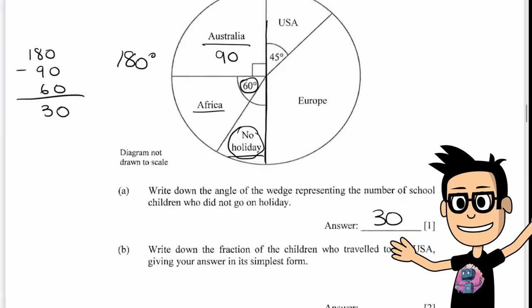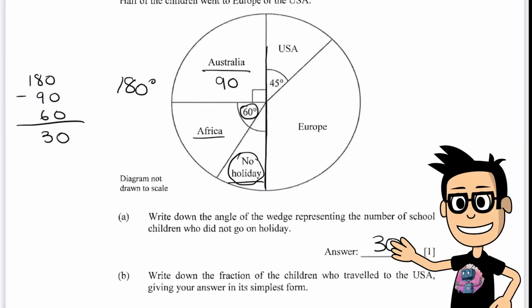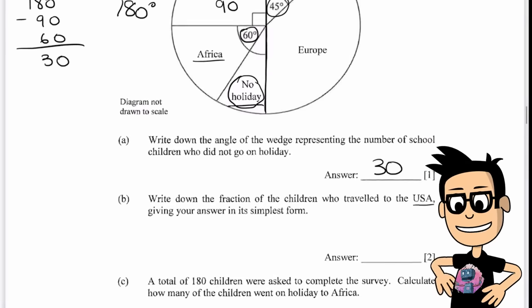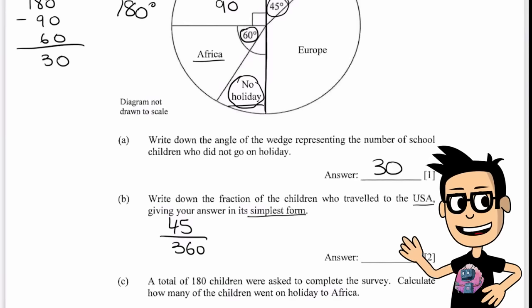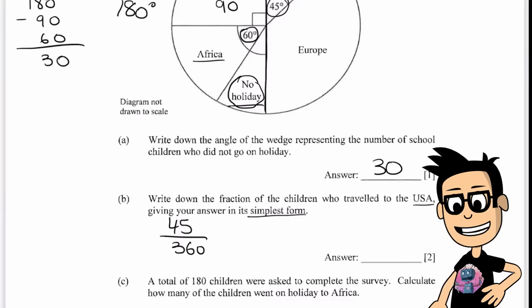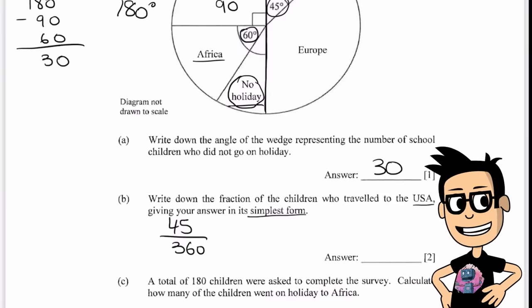Part B. Write the fraction of the children who travelled to the USA, giving your answer in the simplest form. Well, we know USA is 45 degrees, and we know that is 45 over 360 degrees. But they now want it in the simplest form. So now we need to find one number that goes into 45 and 360, and that has to be the highest number possible. So again, this is a test on your multiplications.